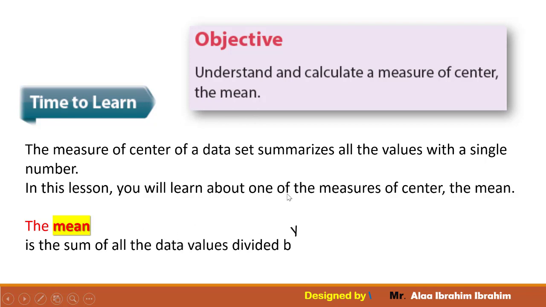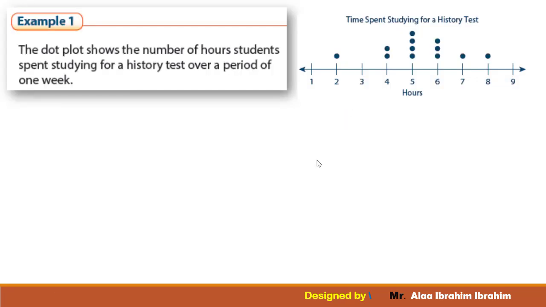The mean is the sum of all data values divided by the number of these data values. We'll see what this means now. In example 1, we have a dot plot of the number of hours students spent studying for a history test over a period of 1 week.